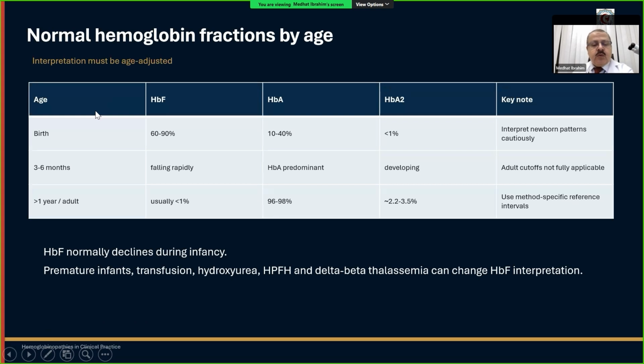And these are the normal concentrations starting from birth, and it normalizes when the person becomes 1 year old. Just to emphasize here that the normal range of A2, which is very important, is from 2 to 3.5%, and we use this cutoff for the diagnosis of cases of beta thalassemia.